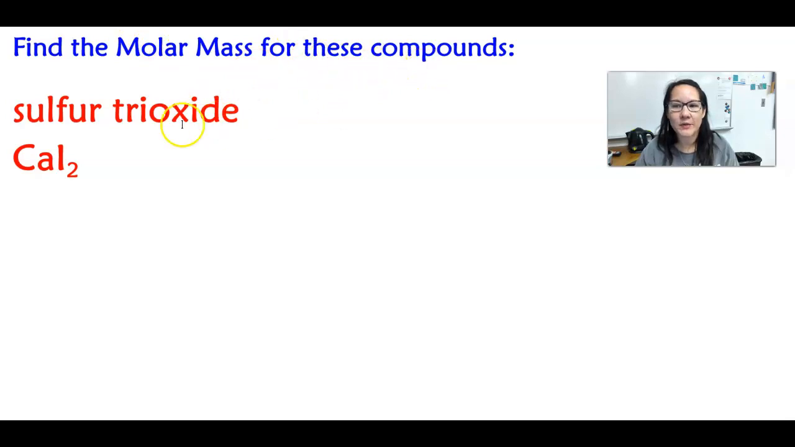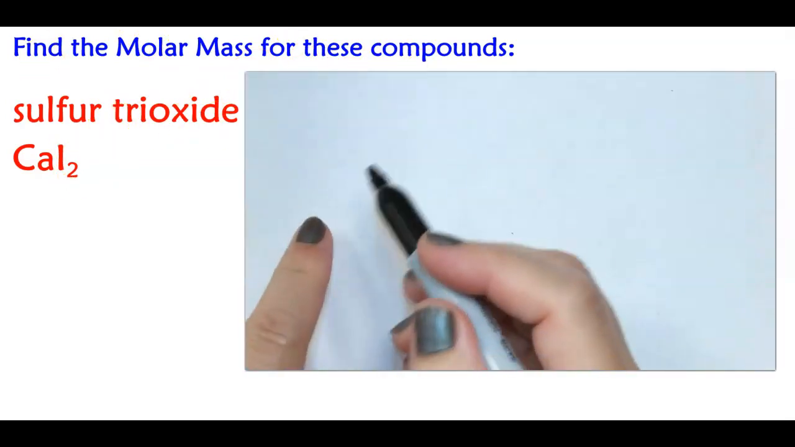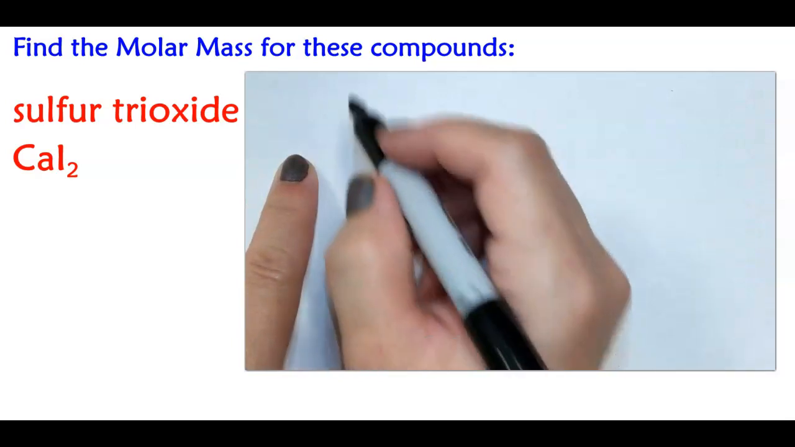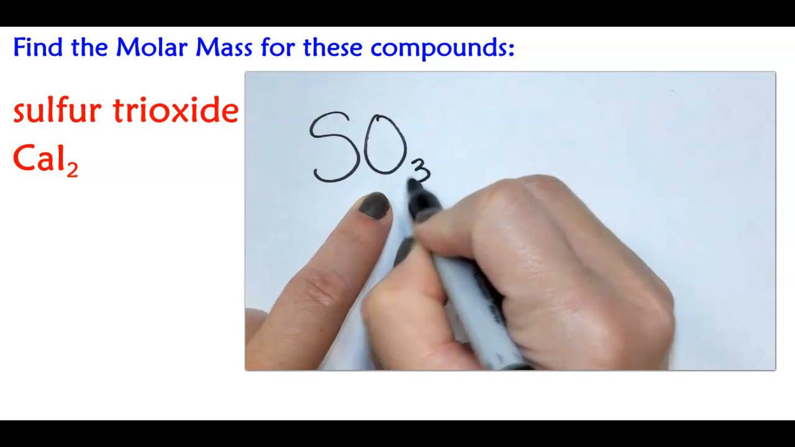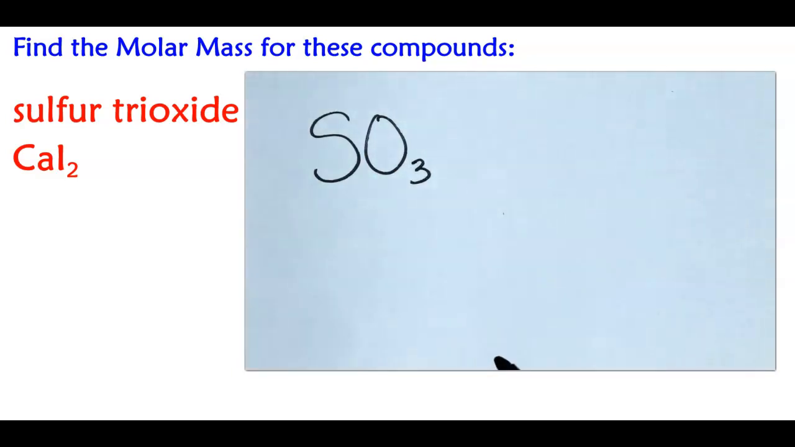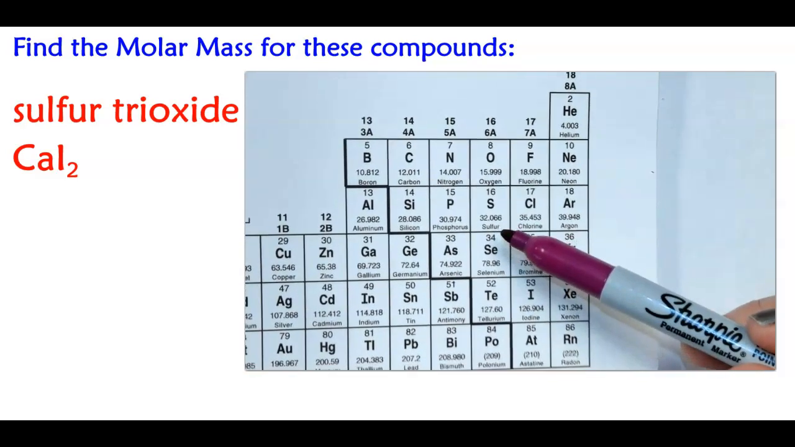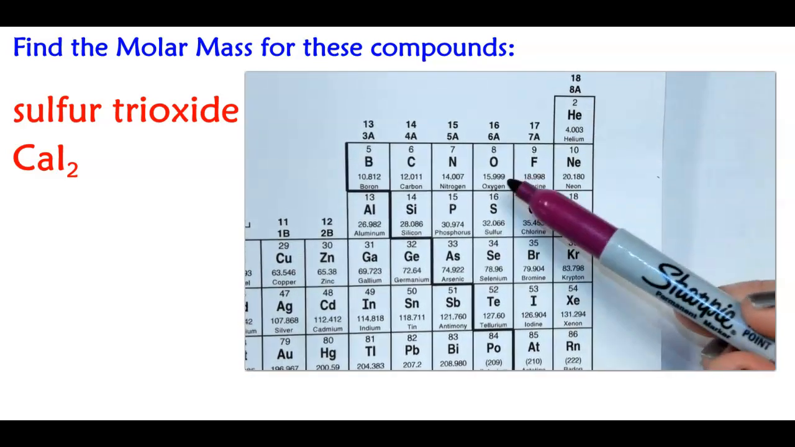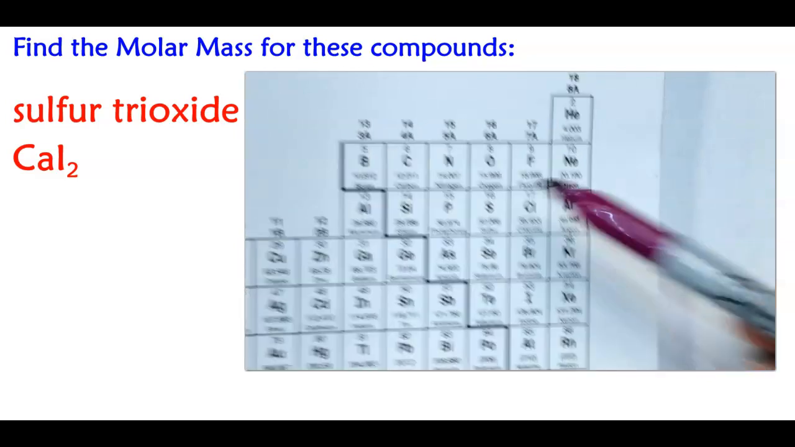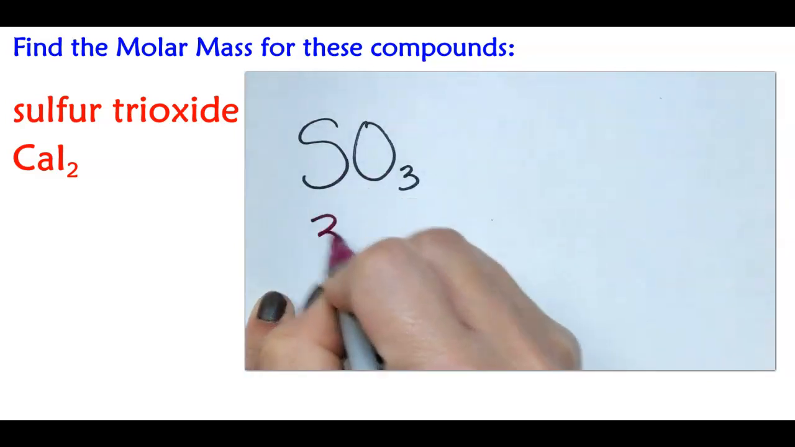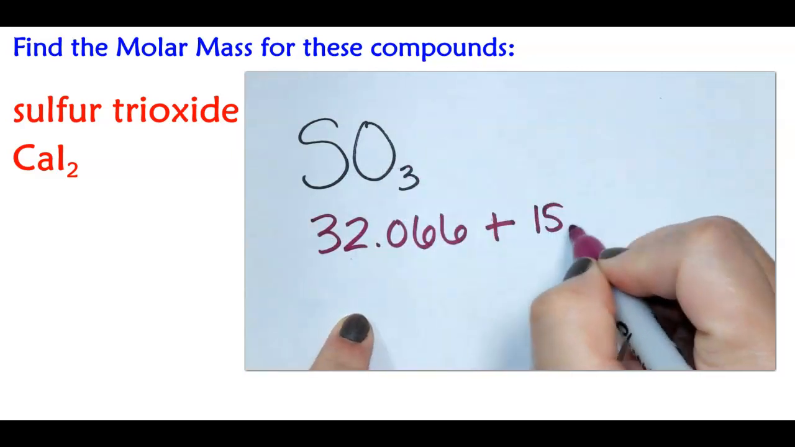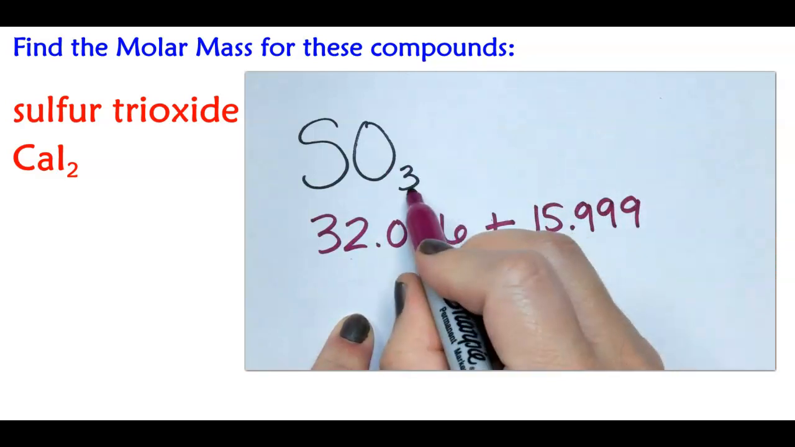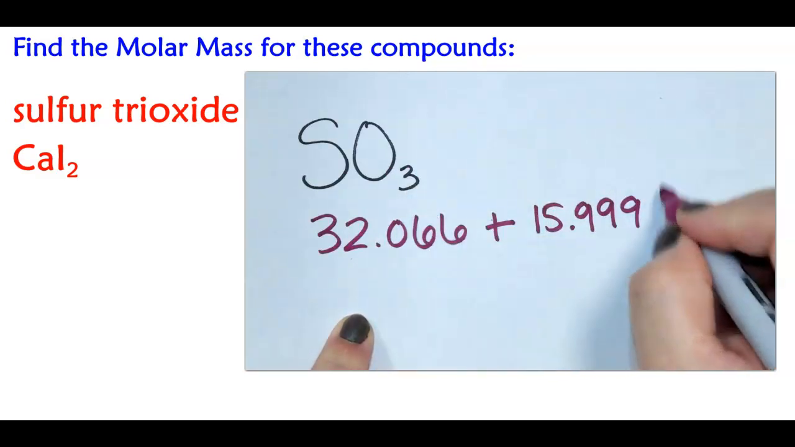So find the molar mass for these compounds. For sulfur trioxide, we have to translate that first. 1 sulfur, tri means 3 oxides, so it's going to be SO3. Now we'll look at the periodic table to add up the molar mass. Here is sulfur, and it has a mass of 32.066, and here's oxygen, 15.999. So we'll put 32.066 plus oxygen is 15.999, and then because there's a subscript of 3 next to oxygen, we will multiply by 3.